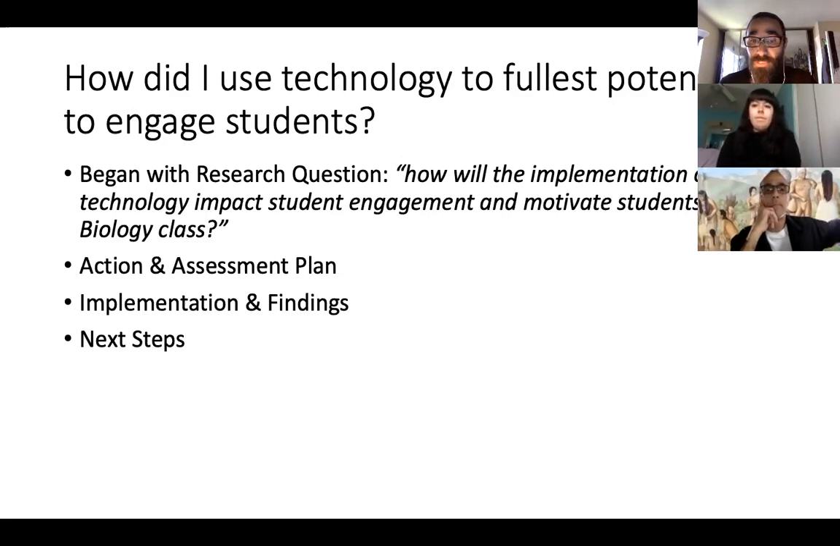Okay, so in order to do that, I broke down my research into the following three domains. I came up with an action and assessment plan. I then implemented it and looked at some significant findings from the implementation. And then I reflected on what my next steps would be so that I can continue this type of learning, not just for my students, but for myself. And so let me share with you now what the action plan was.